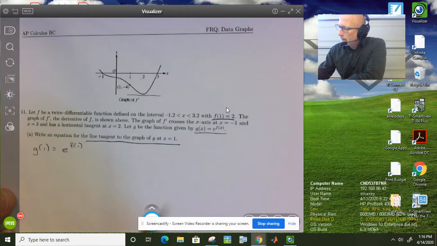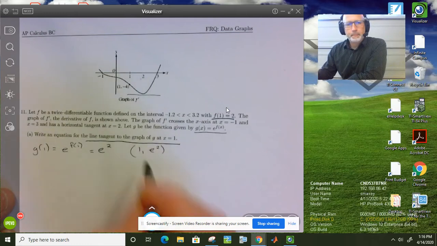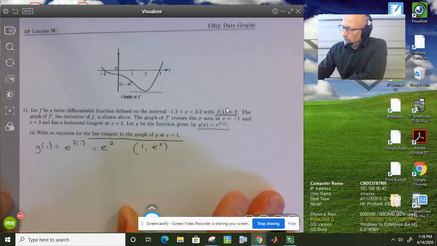Now, what is f of 1? Oh, it's 2. So this is e squared. So I have the point (1, e squared). Okay, then I need to know what the derivative is.